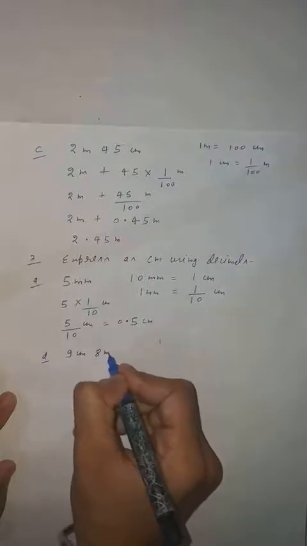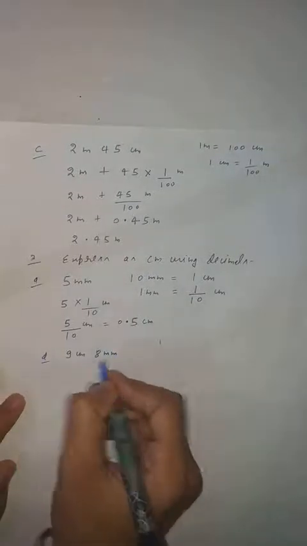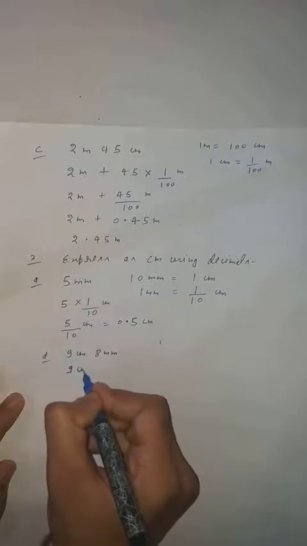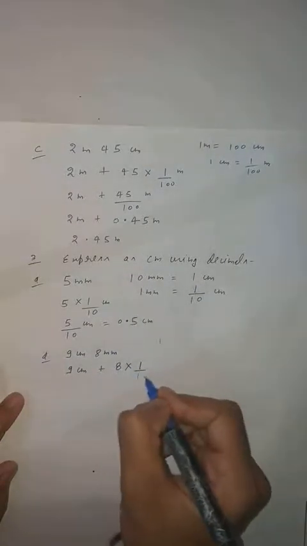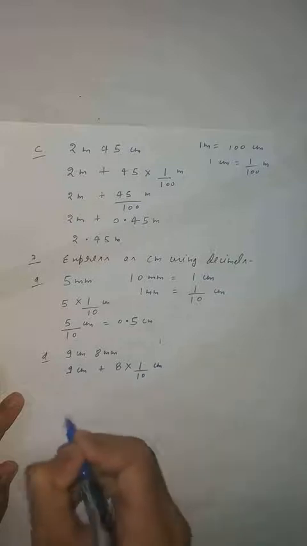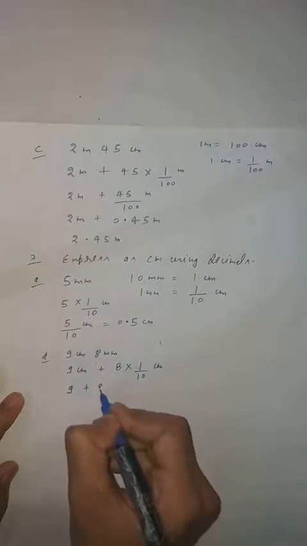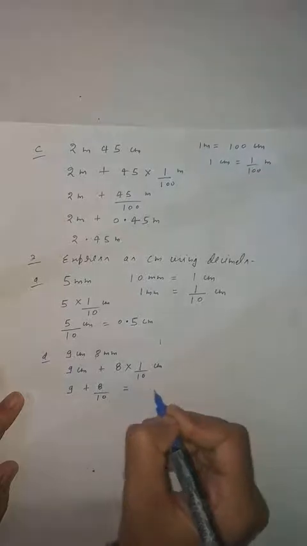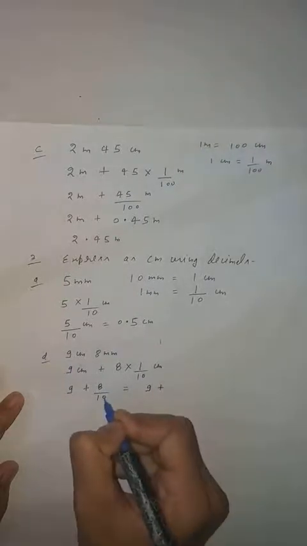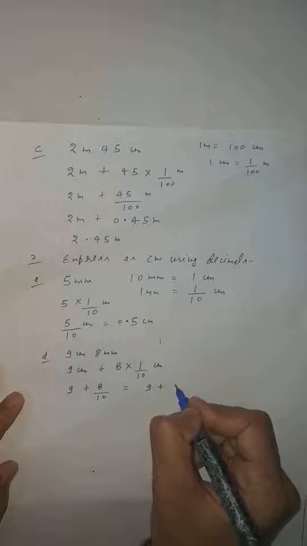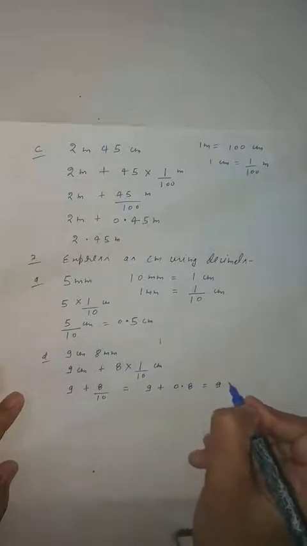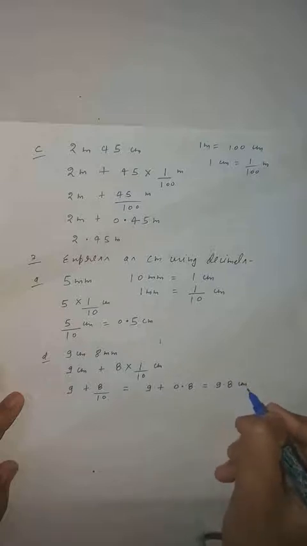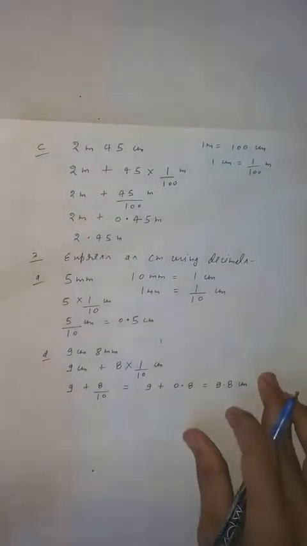8 mm. Clear? So centimeter you don't have to change. So 9 centimeter, write down this, plus 8. You know that 1 mm equal to 1 by 10 centimeter. So multiply by 1 by 10 centimeter. So write down 9 plus 8 upon 10. Clear? So what will it become? 9 plus 0.8, because after the decimal there will be only one digit. So this becomes 9.8 centimeter. Clear, student? This is very easy.